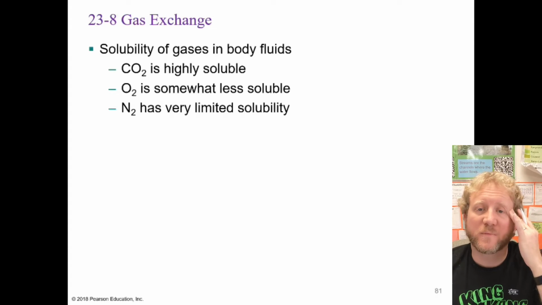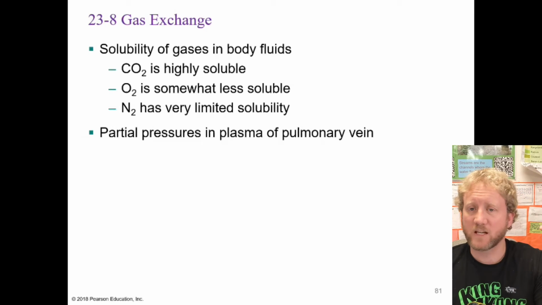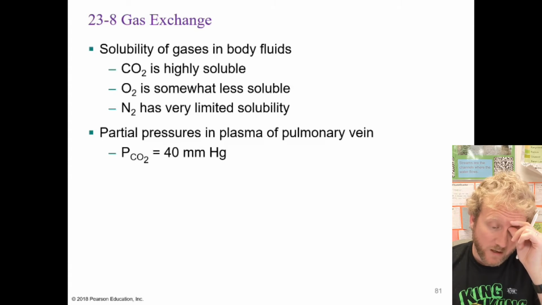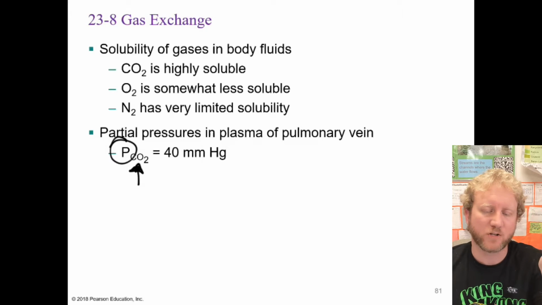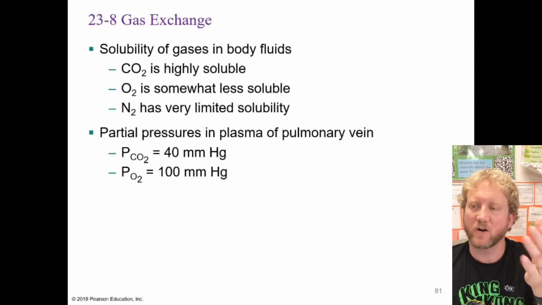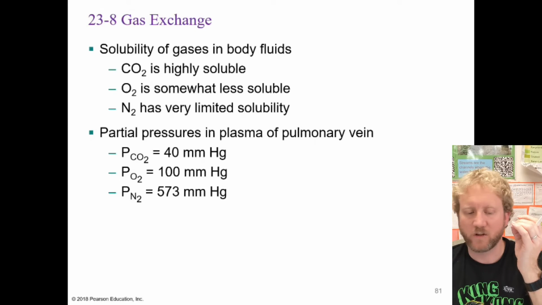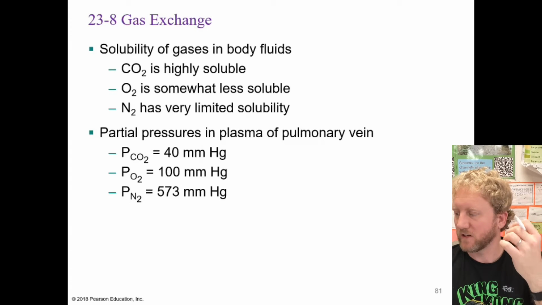If we were to look at the plasma in the pulmonary vein, so this is the blood that is coming from the lungs back to the heart, the partial pressure of the CO2. So when you write partial pressure, P is pressure, and then in subscript you write the compound that you're looking at. So the partial pressure of carbon dioxide is about 40 millimeters of mercury. Oxygen is going to be a little bit higher because the partial pressure is higher at 100 millimeters of mercury, and then 573 millimeters of mercury for the nitrogen. Even though it is less soluble, the partial pressure in the atmosphere is significantly higher.